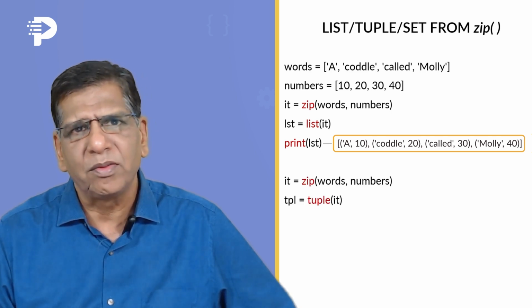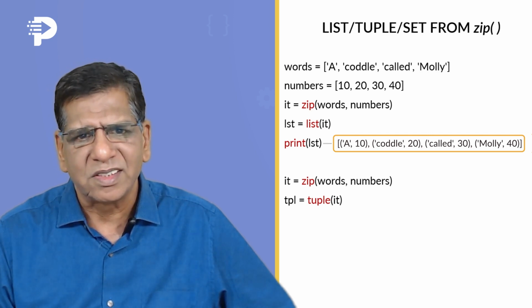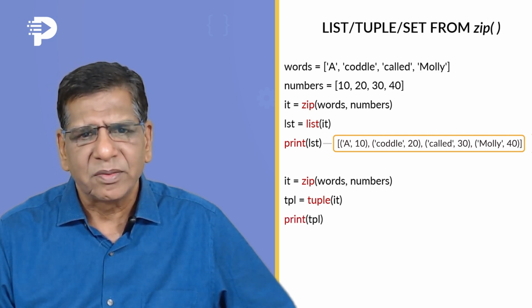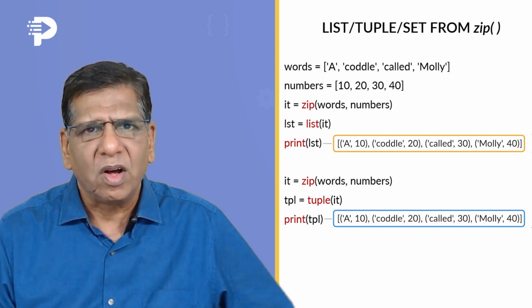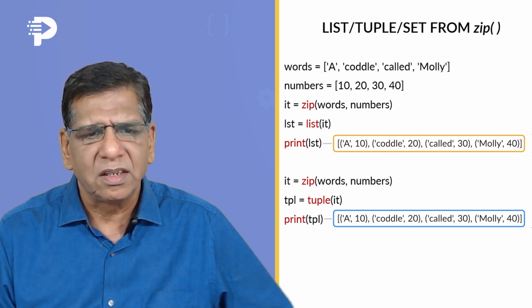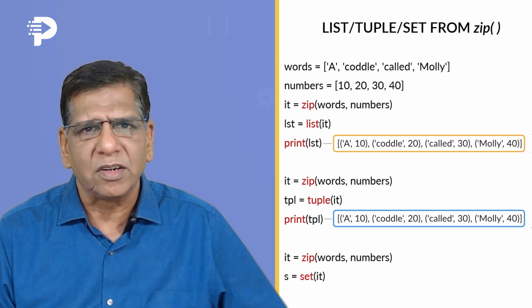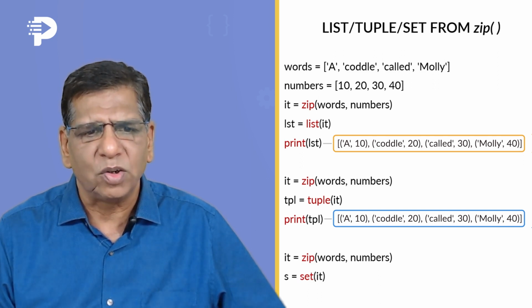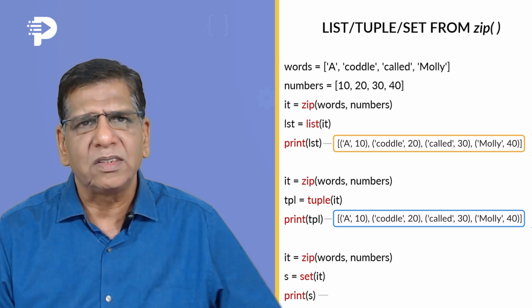So a tuple of tuples, that's what you would get. Or you can also store them in a set by using the set function, converting the iterator of tuples into a set. So printf will print out this set.